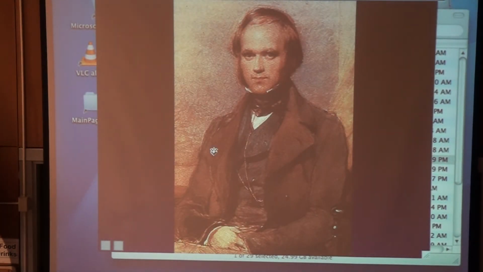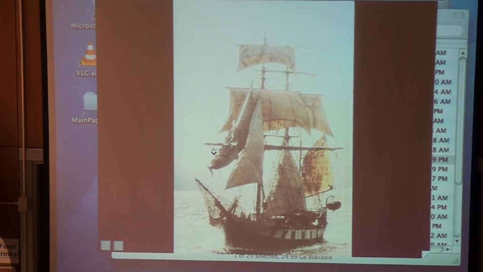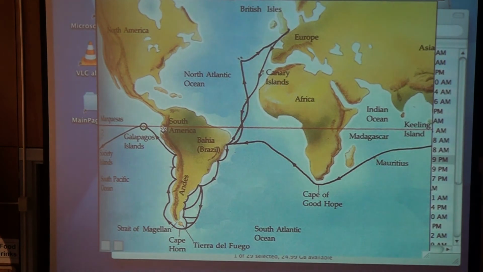Okay, so in the early 1820s, Charles Darwin was selected to be the biologist on a voyage of exploration that was being done by the British Navy. They had a sailing vessel called the HMS Beagle, and in 1831 it set sail from England to South America.